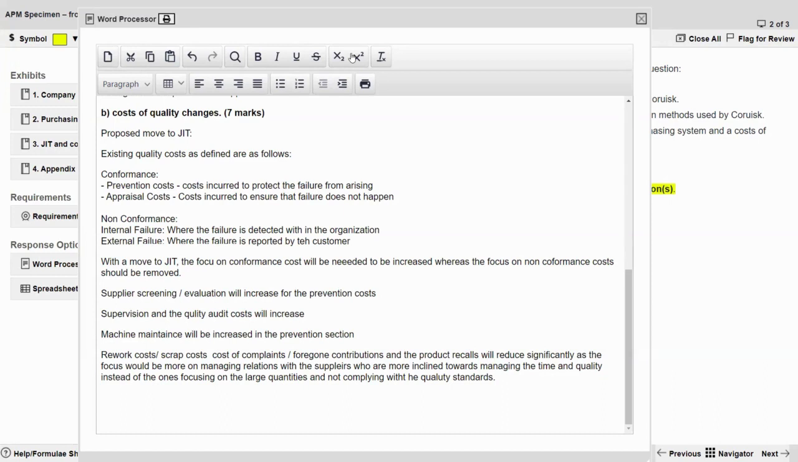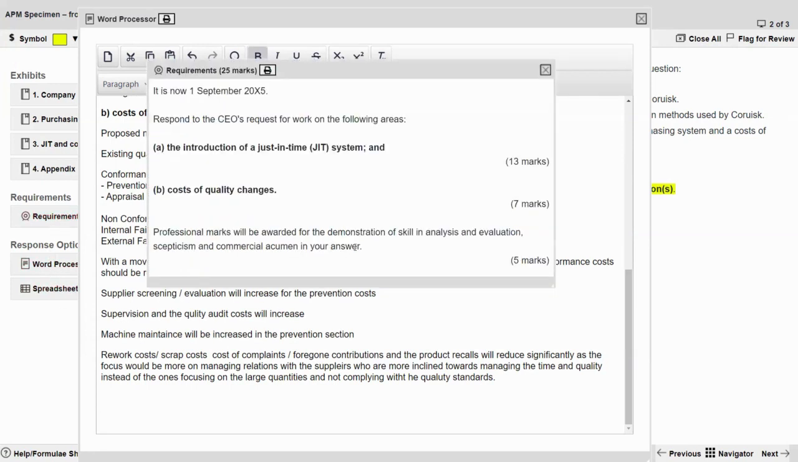Okay, for the professional marks, I'm just going to talk about that now. Let's move forward. The question's requirement was that you would get 5 marks for the demonstration of skill in analysis and evaluation, skepticism, and commercial acumen in your answer.